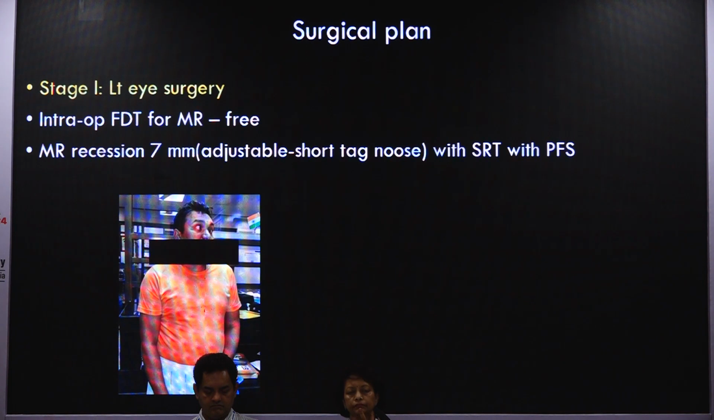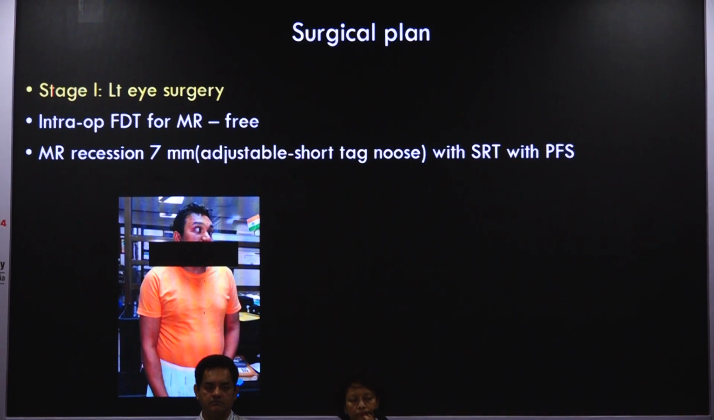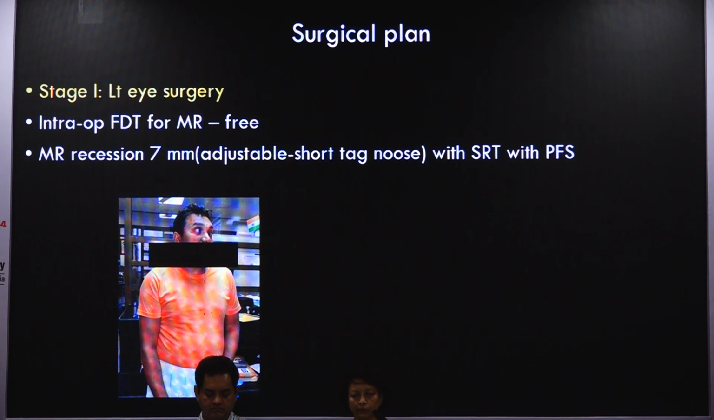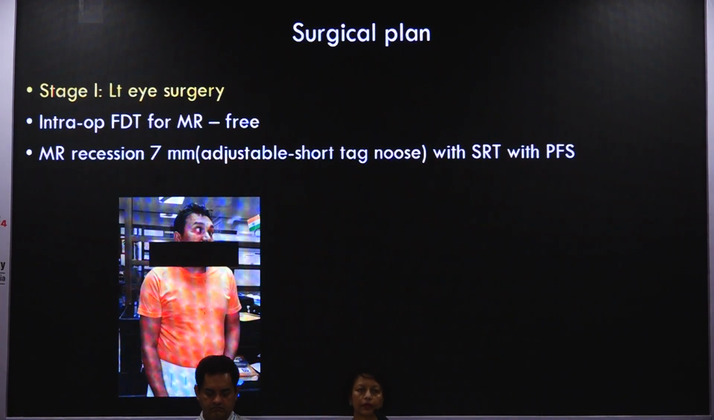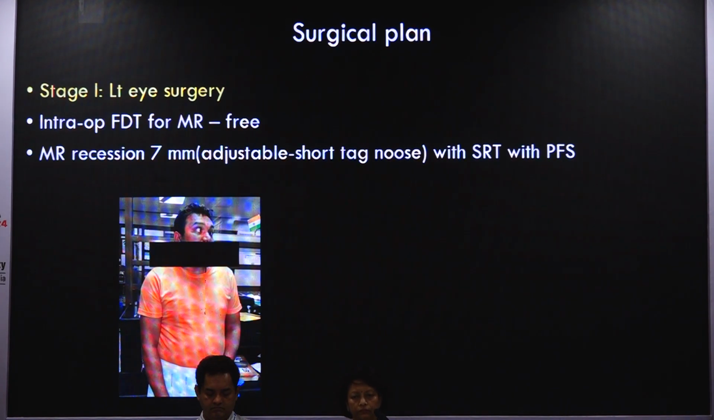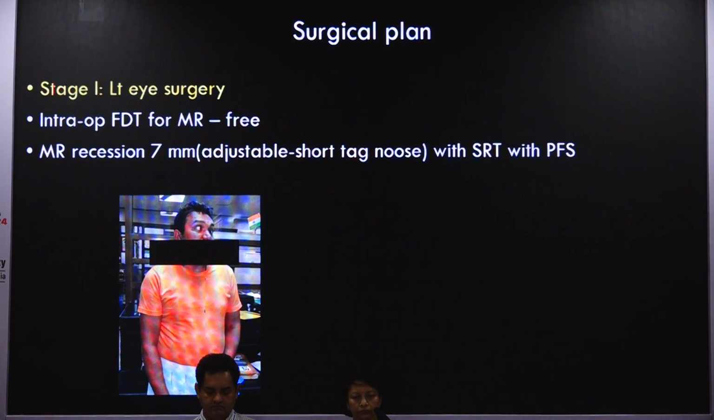So intraoperatively, we could see that the FDT was free, recently operated, but I still went in and did a little more MR recession, and I put this on an adjustable short tag noose technique. By this technique, you can do fornix, although in this we did not do a fornix. I went in limbal because it was previously operated and the limbal opening was there. So we just had to quickly cut. There was not too much fibrosis. So a short tag noose, the advantage of that is that if you don't want to do anything, you don't have to touch the patient the next day, along with a superior rectus transposition with a posterior fixation suture.